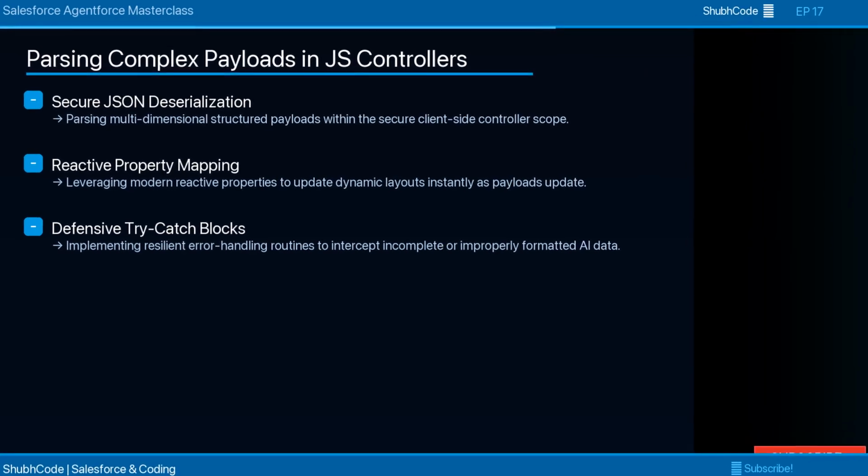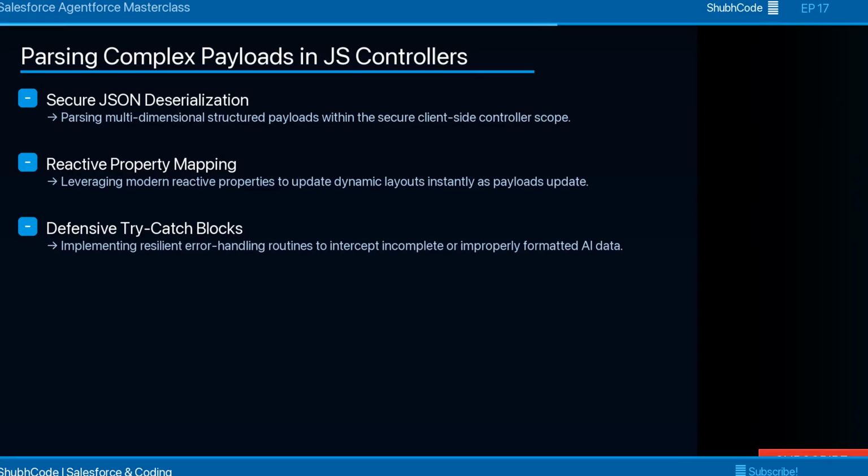When Agentforce sends back raw data, your LWC's JavaScript controller is the master chef that preps the meal. The agent might return a complex payload with nested arrays containing product lists, pricing calculations, and discount tiers. Your JavaScript controller must parse this JSON payload, handle any potential nulls, and map the data into reactive properties that feed your HTML template. Using clean array mapping and ES6 destructuring ensures your dynamic tables render smoothly without freezing the user's browser.